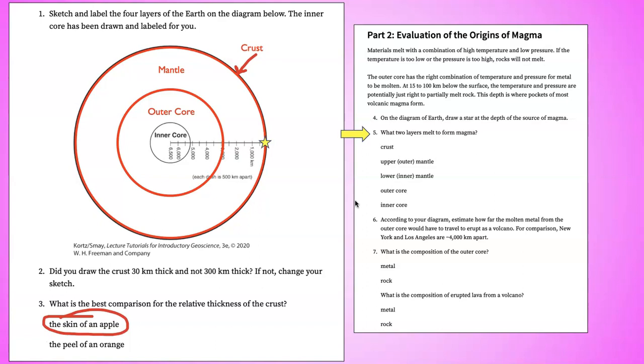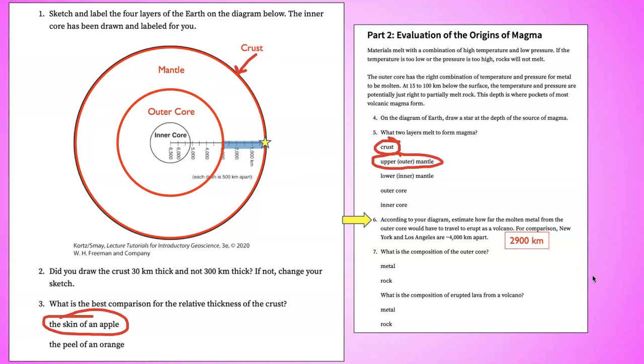So what 2 layers form this melt? Well, this star is overlapping the crust and the upper mantle. So that is the source of magma that forms volcanoes on Earth. According to your diagram, estimate how far the molten metal would have to come from the core to reach the surface. And so that's this distance here that I have highlighted, and that's about 2,900 kilometers. So that would be quite a distance for the magma to come up.